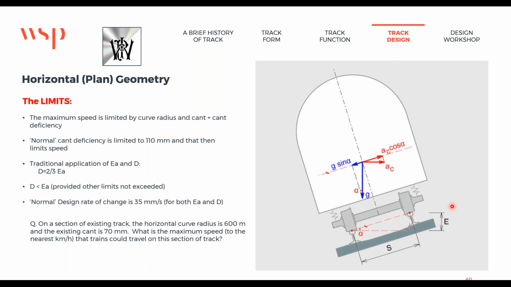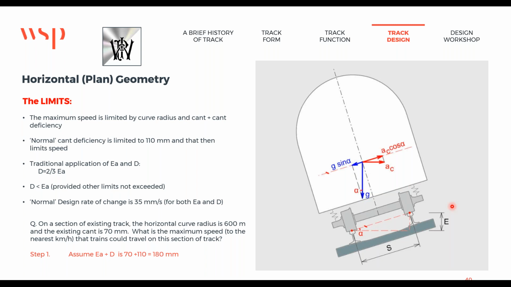Okay, here's another little question. On a section of existing track, if the horizontal curve has got a 600 meter radius and we've got 70 cant, what's the maximum speed to the nearest kilometre an hour that trains can travel on this section of track? And bear in mind that in the UK, our speeds are governed in increments of 5 miles an hour. I know that, but just for the purposes of getting this maximum speed out, let's work it in kilometres an hour. So we assume that the EA plus D is 70 plus 110 or 180.